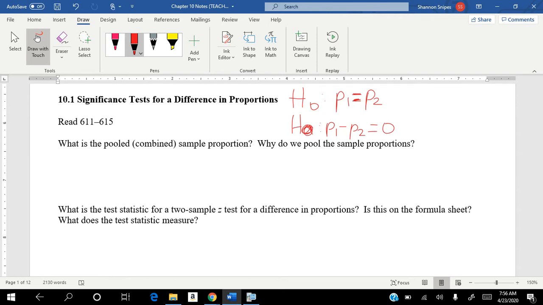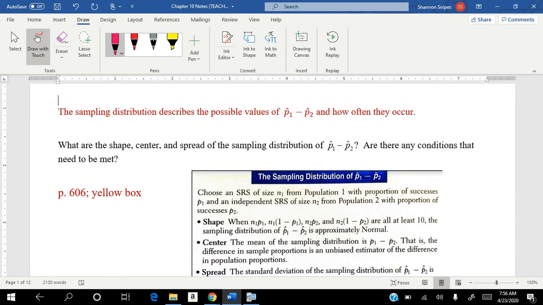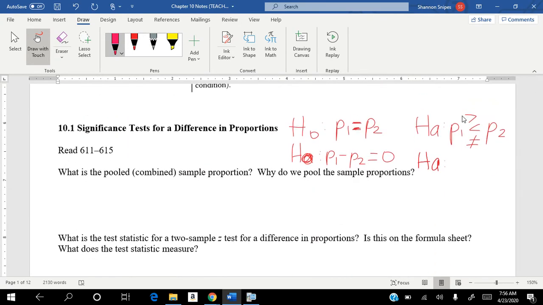Then your alternative hypothesis is going to be that our first proportion is either greater than, less than, or not equal to our second proportion. If you write that using the difference, just rewind it if you want to know what that means. If I subtract P2 over, you're going to have P1 minus P2 greater than, less than, or not equal to 0. So that's a quick review on writing your null and your alternative hypothesis.